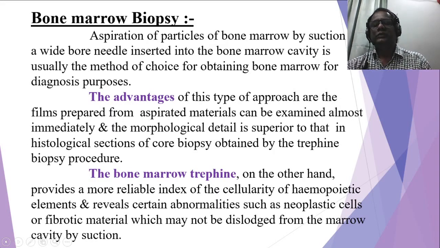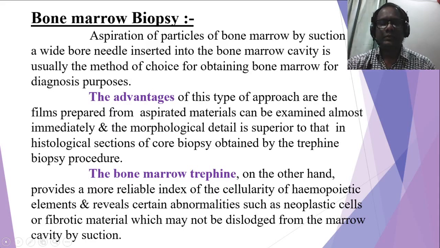Bone marrow biopsy. Aspiration of particles of bone marrow by suction through a wide bore needle inserted into the bone marrow cavity is usually the method of choice for obtaining bone marrow for diagnostic purposes. Advantages of this approach are: film prepared from aspirated material can be examined almost immediately, and the morphological details are superior to the histological section of core biopsy obtained by trephine biopsy procedure. The bone marrow trephine biopsy, on the other hand, provides a more reliable index of cellularity of hematopoietic elements and reveals certain abnormalities such as neoplastic cells or fibrotic materials, which may not be dislodged from the marrow cavity by suction.